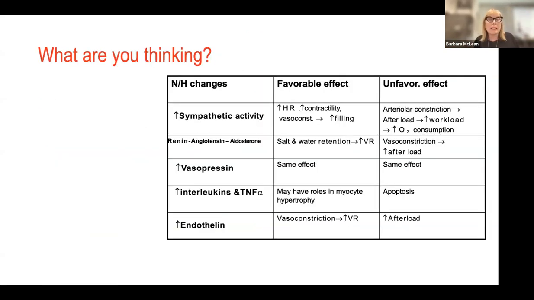So what you were thinking, you might not have been thinking this exact thing, is that this patient has significant neurohormonal changes, high-level sympathetic activity, and an increased release of renin, which converts to angiotensin, a potent vasoconstrictor, and aldosterone, which promotes salt and water reabsorption. The patient themselves is releasing vasopressin, with the same kind of effect as renin, angiotensin, and aldosterone.